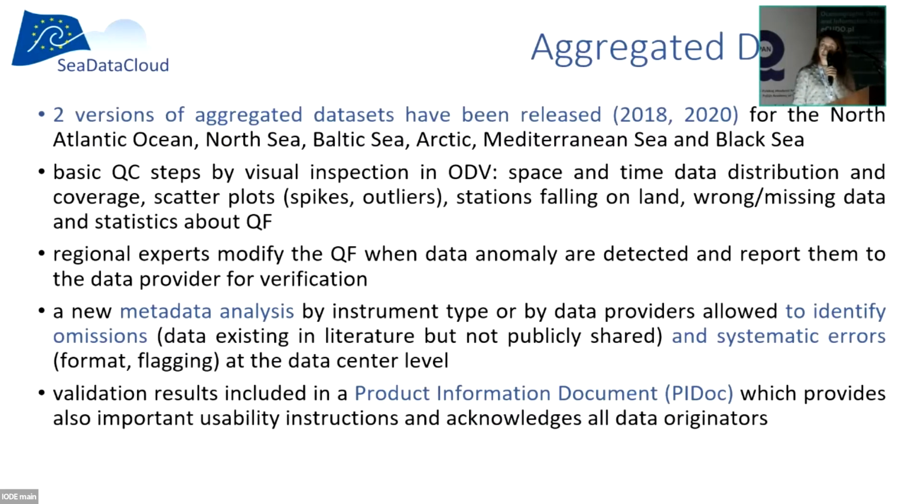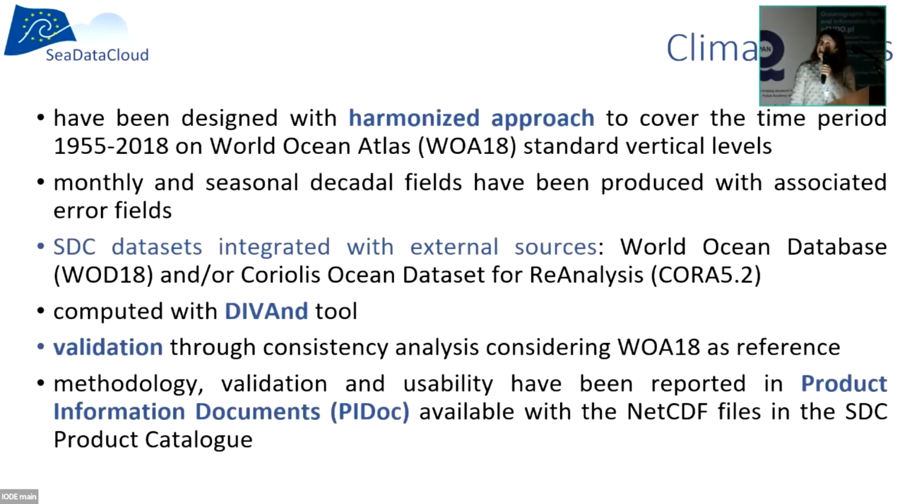The regional expert can modify the quality flag when data anomalies are detected and report them to the data provider for verification. A new metadata analysis, really powerful, has been introduced to analyze data by instrument type or by data provider, and this allows us to identify data omissions or systematic errors that can be at the data center level. The validation results are included in product information documents that are meant to increase the user uptake of our products. And we also provide usability instructions, and we acknowledge all the data originators.